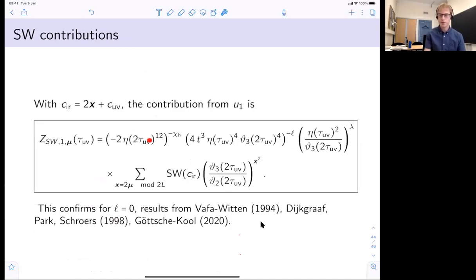So this is the typical result we find. We get different terms for the different topological quantities. This is minus chi h. Chi h is chi plus sigma divided by 4. L is, this term is due to the spin C structure. And lambda is 2 chi plus 3 sigma. So in particular, when L is equal to 0, this confirms earlier results in the physical and math literature.